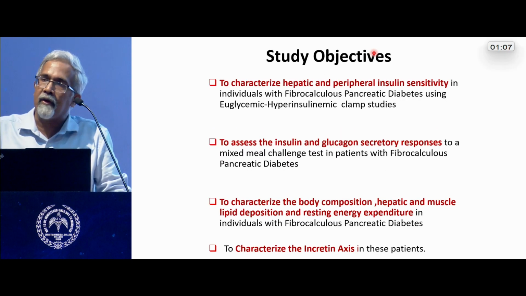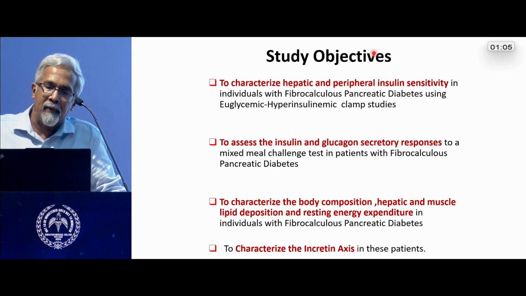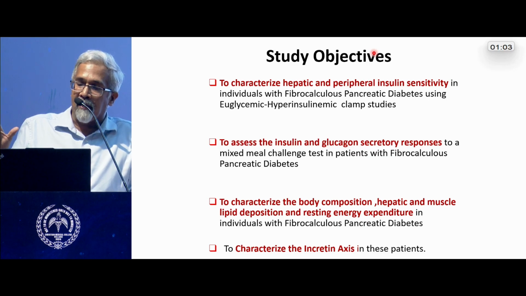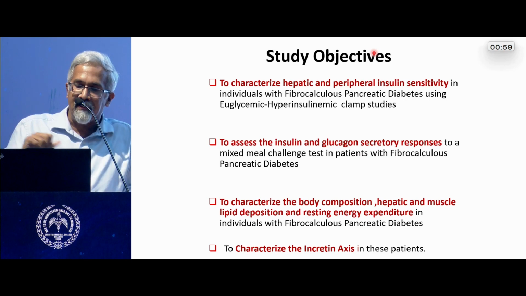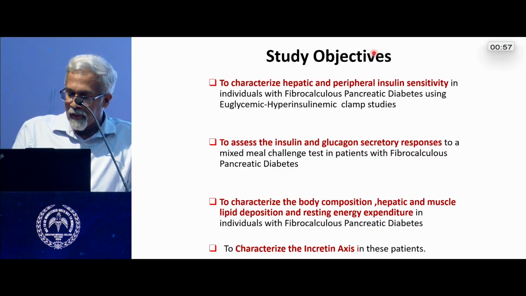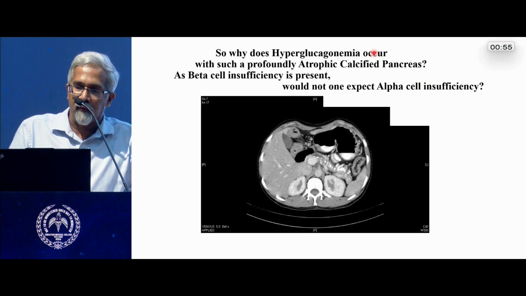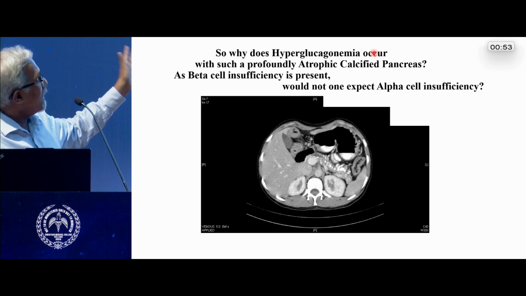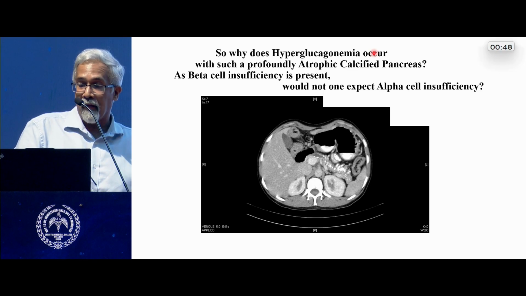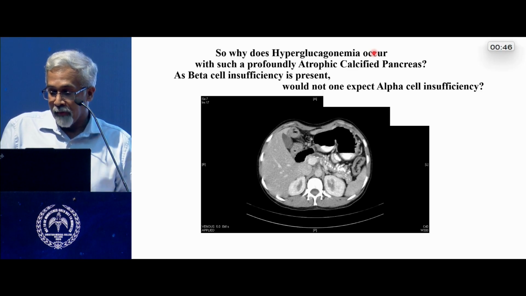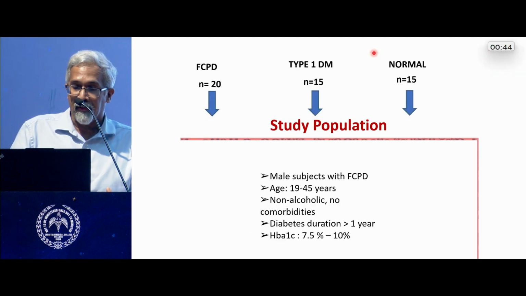So we tried to look at the pancreas very comprehensively, the fibrocalcific pancreatic disease, looking at insulin sensitivity, insulin resistance, and the body composition of all these individuals. So we asked these questions. Why does hypoglycemia occur in these alpha cell deficient atrophic calcific pancreatitis? Shouldn't it be insufficient? So these are our patients.